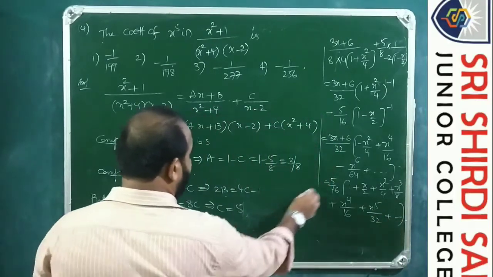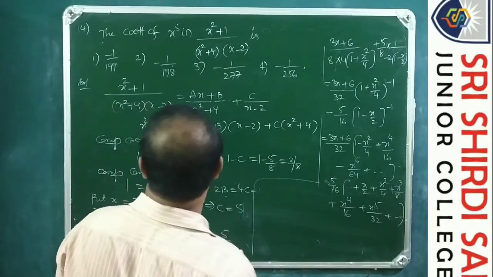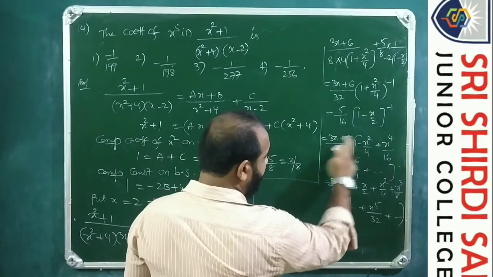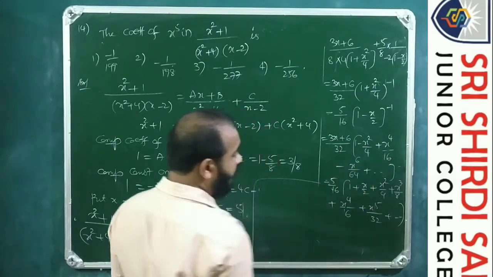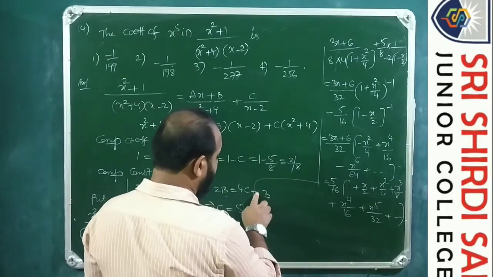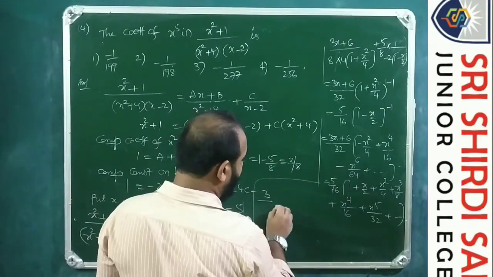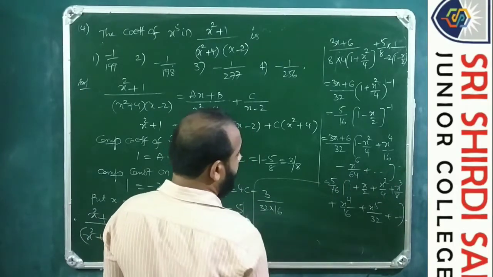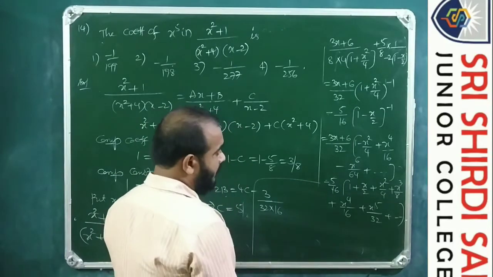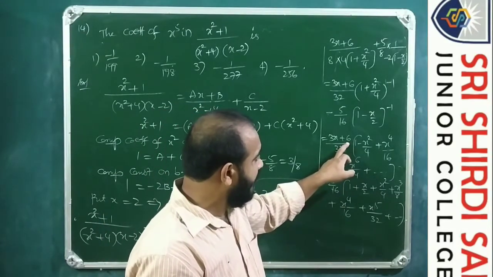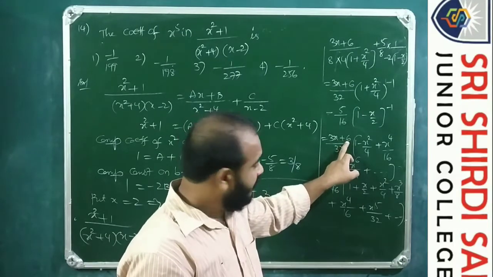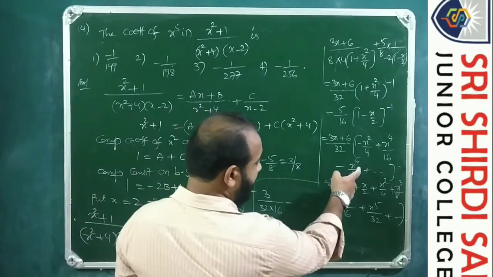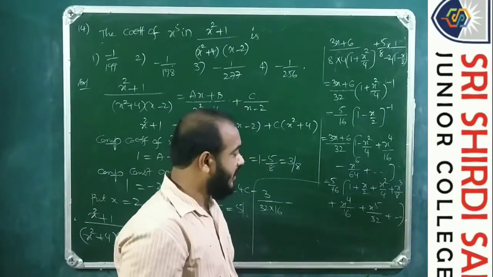Now the coefficient of x⁵. So 3x, when it is multiplied with this term, 3x into x⁴ is 3x⁵. So the x⁵ coefficient is 3/(32 into 16), plus, so we don't get any x⁵ with the 6; the x⁵ coefficient, we do not get anything, because this is x⁶, x⁸, even powers we are getting.